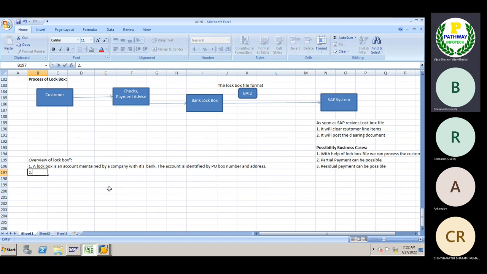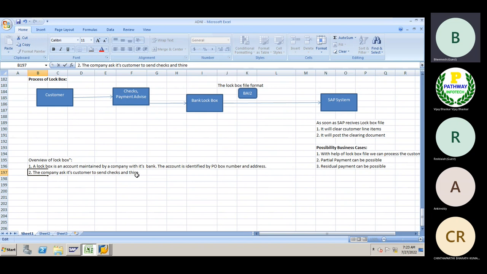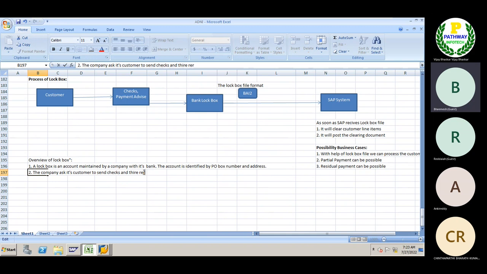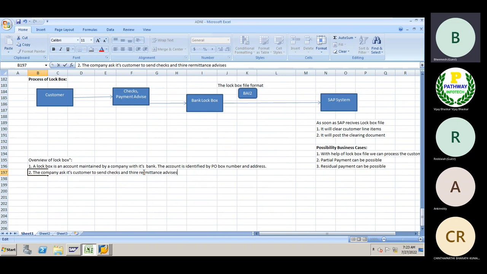Then the second one is, the company asks its customers to send checks and remittance advisors to the lockbox.